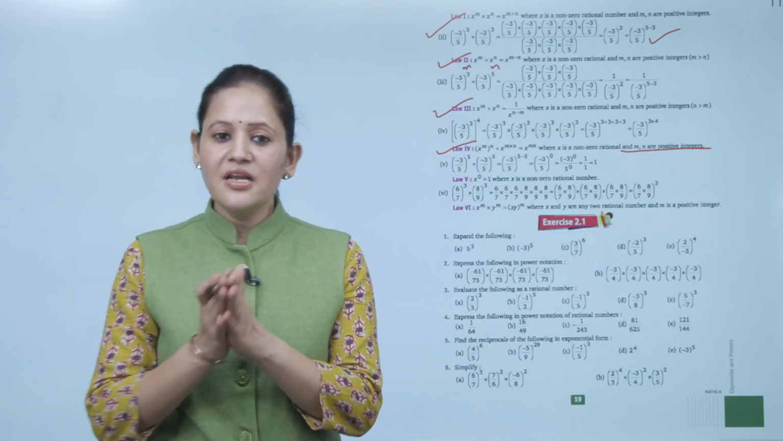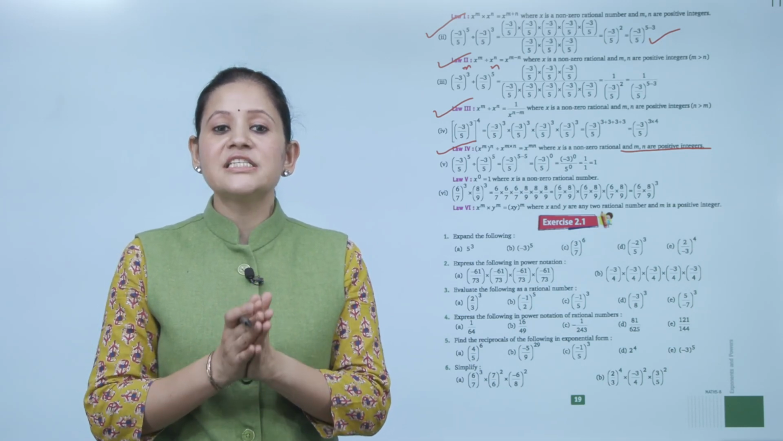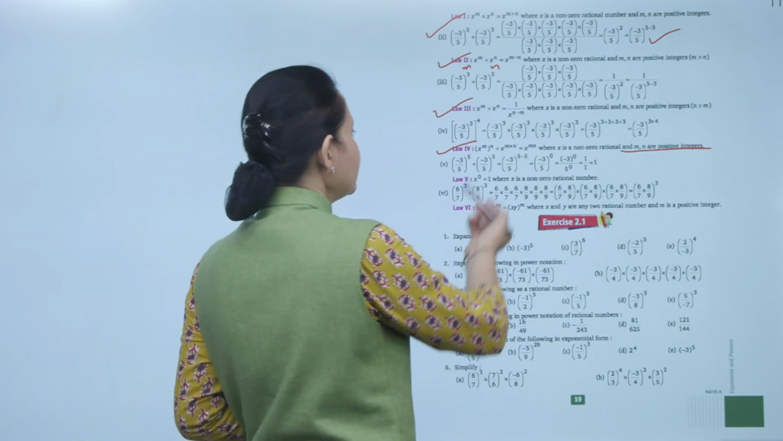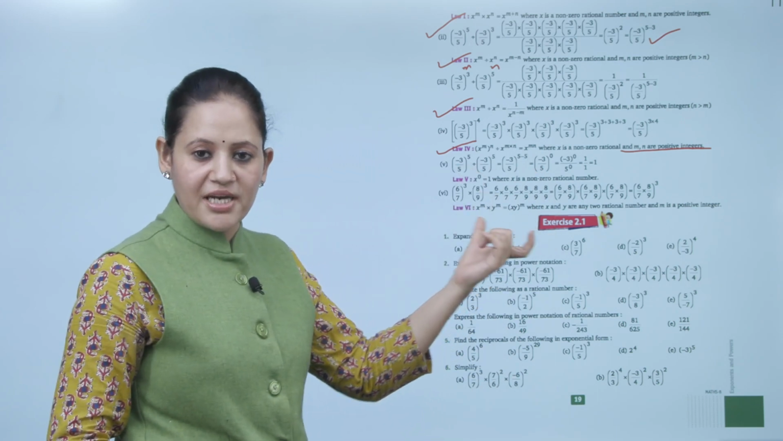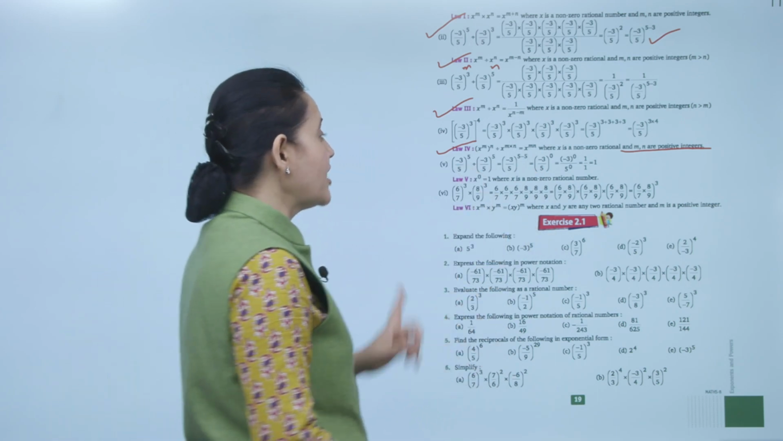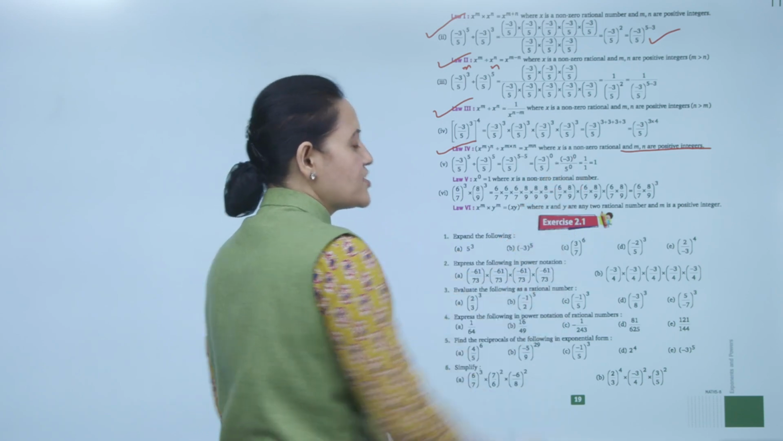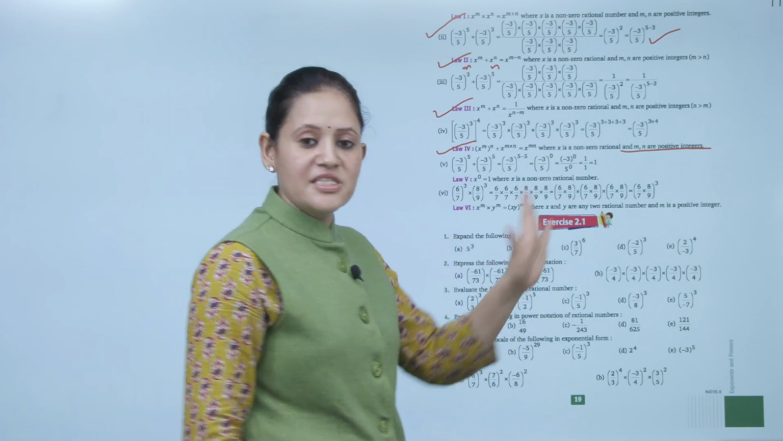Clear? (Minus 3 upon 5) to the power 5 divided by (minus 3 upon 5) to the power 5. So that is equal to (minus 3 upon 5) to the power 5 minus 5. So that becomes 0, (minus 3 upon 5) to the power 0. So that is equal to 1. So we can write (minus 3) to the power 0 upon 5 to the power 0. So any number to the power 0, that means the value is 1.